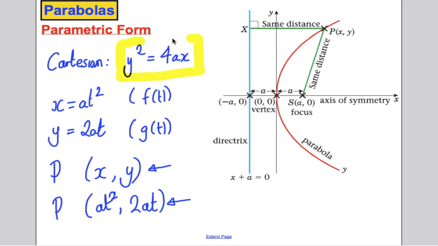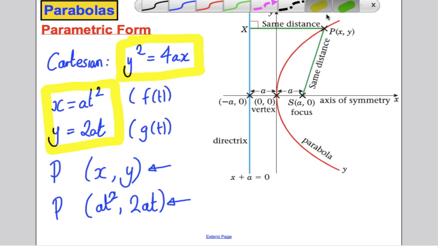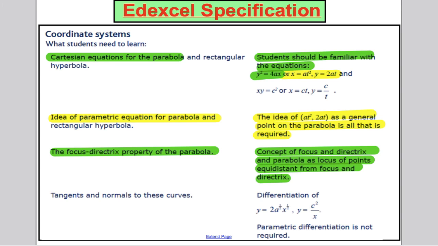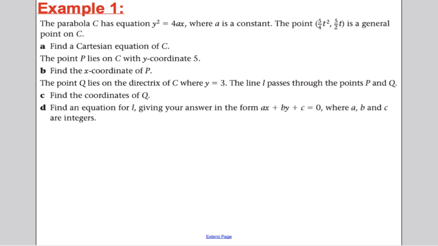That's its Cartesian way, we have to know that. We also have to be able to think of it in its parametric way. And we need to be able to think of any point on the parabola as some point (x, y) or some point (at², 2at). And that is everything that they're asking us for here. So I thought to show you how it might come up, I'll show you a typical question and we'll work through that, and then I'll set you some exercises from the book to make sure you understand all the ideas here. Right, here's an example.